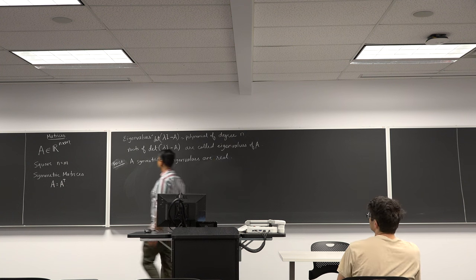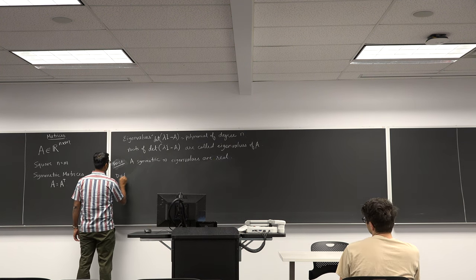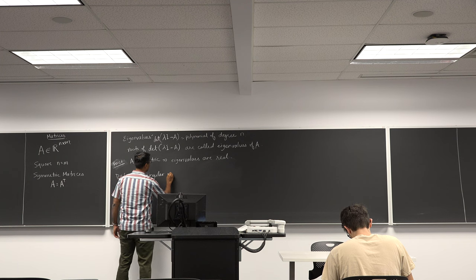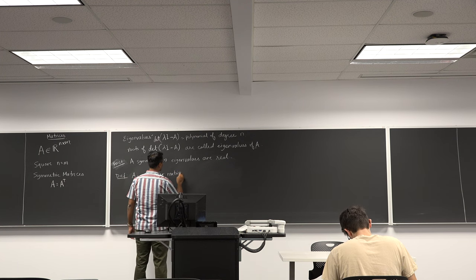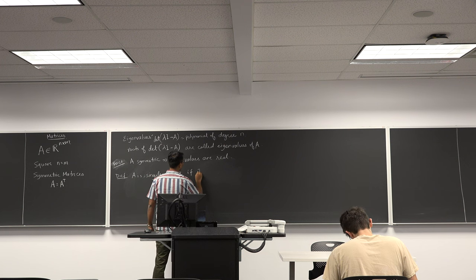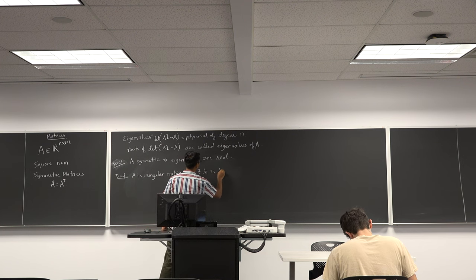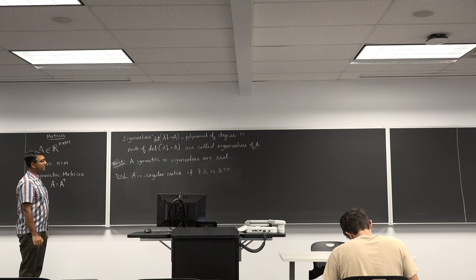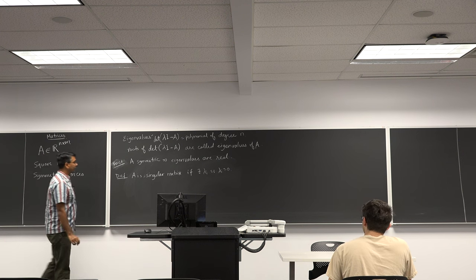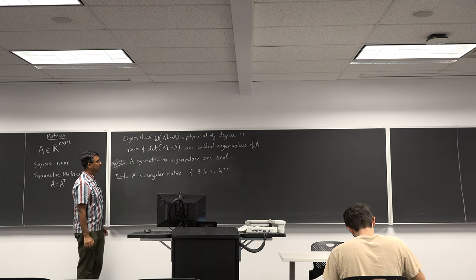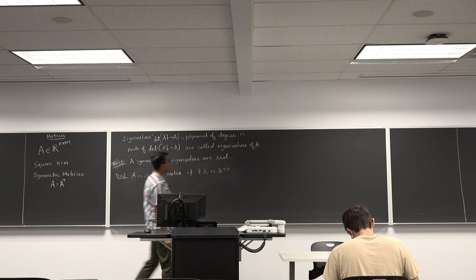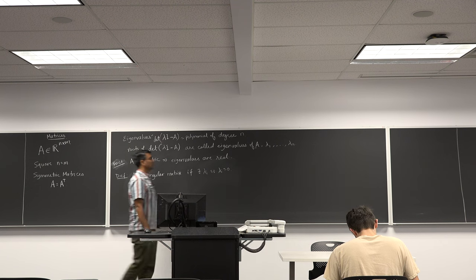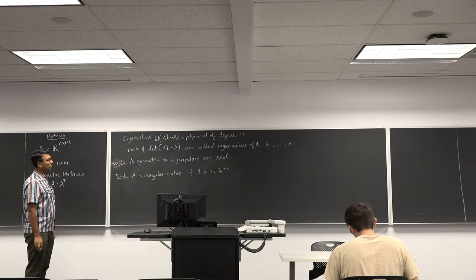Now, A is called singular if one of the eigenvalues is zero. There exists an eigenvalue such that that eigenvalue is equal to zero, then A is a singular matrix. Let me call these eigenvalues lambda 1 to lambda n. We have n eigenvalues of A, lambda 1 to lambda n.